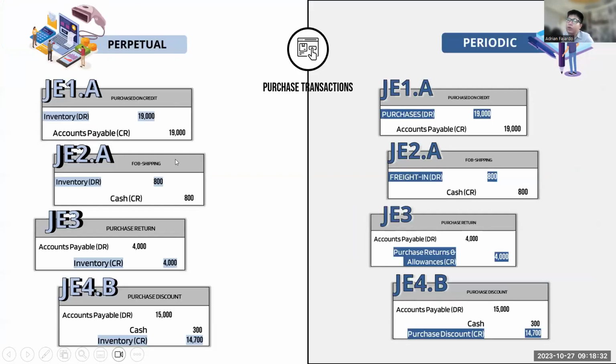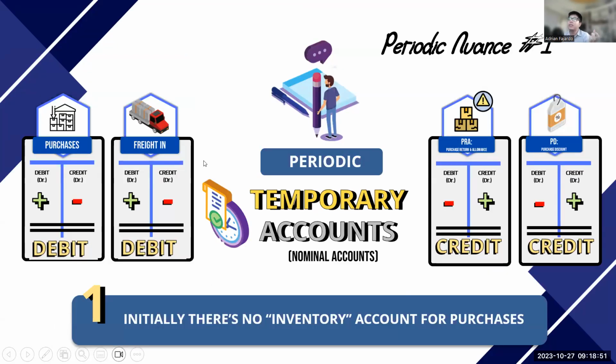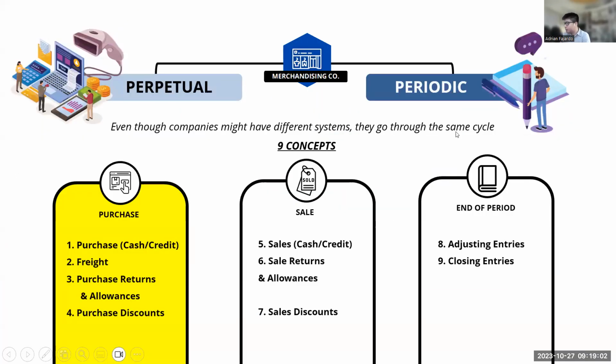So, kaya ang gusto ko, expert kayo sa perpetual. Kasi, kapag perpetual kayo, ang adjustment lang na gagawin nyo is same journal entry, iibahin nyo lang yung pangalan ng inventory. Purchases, freight in, PRA, purchase discount. Ang normal balance nila ulit ay kapag purchases and freight in, debit yung normal balance. Pag PRA or PD, credit yung normal balance. So with that, we're done with the first nuance of periodic. Yun lang yung difference. Sa purchases, ang nagkaiba lang is yung name ng account.